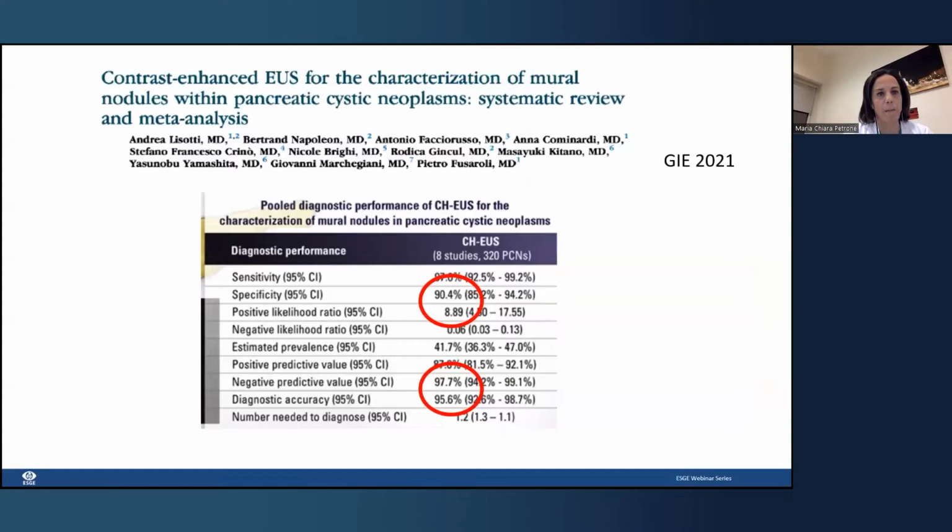So this is a meta-analysis. The aim was to evaluate the performance of contrast-enhanced EUS for the identification of high-grade dysplasia or carcinoma among mural nodules. And the results are impressive, since the sensitivity is very high, 97%, also the specificity, with a diagnostic accuracy of 96%. And also very important is the negative predictive value, which was close to 98%, meaning that the absence of contrast enhancement allows us to exclude a sign of malignancy.